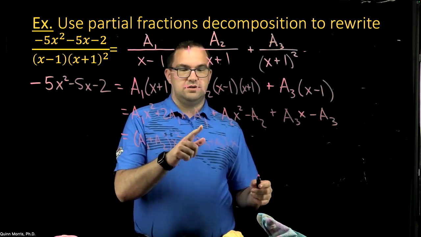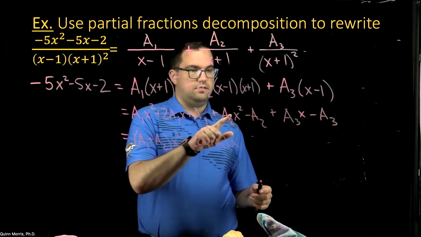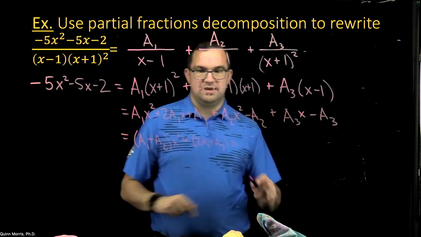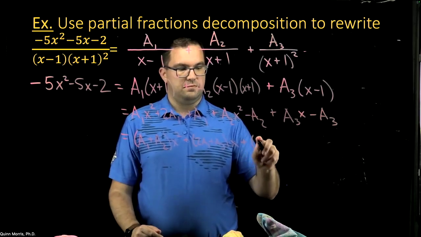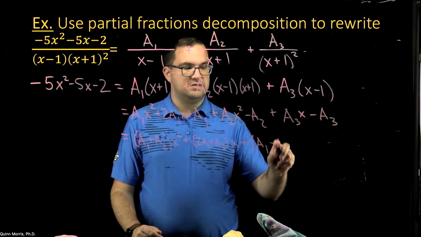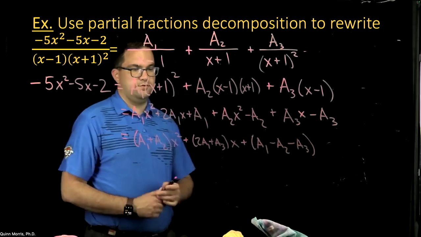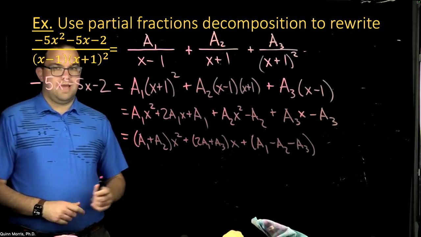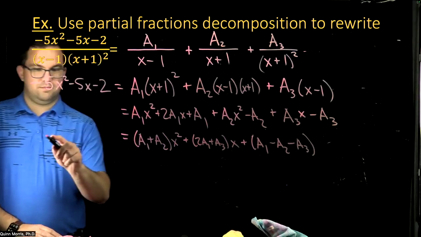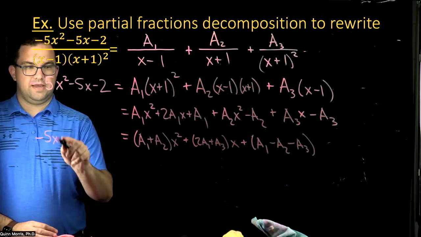My constant terms then are an a1, a minus a2, and a minus a3. I've got an a1, a minus a2, and a minus a3 all together. All right. Now, when I look at this, this is going to become a little bit trickier than some of the other cases.